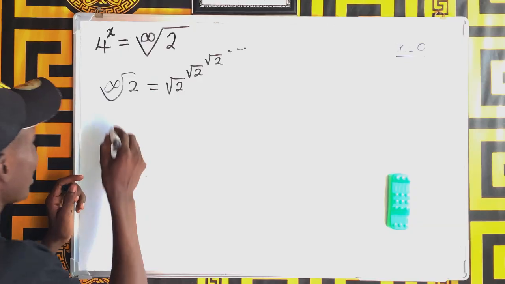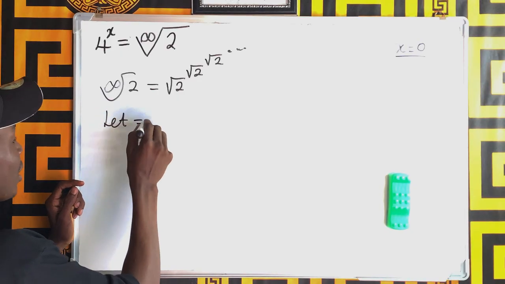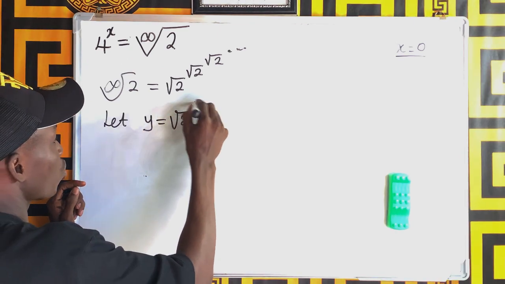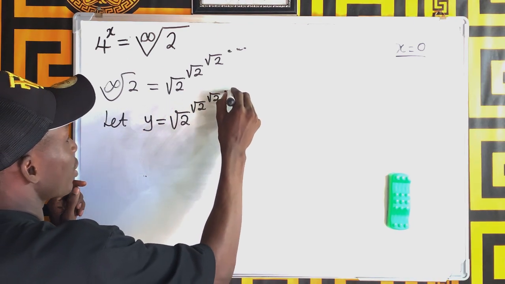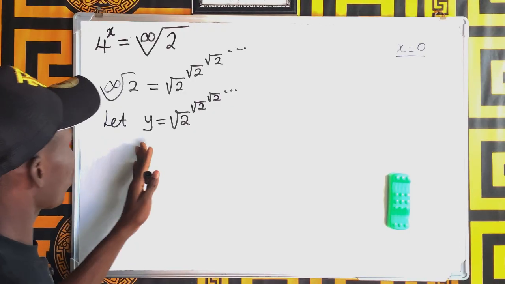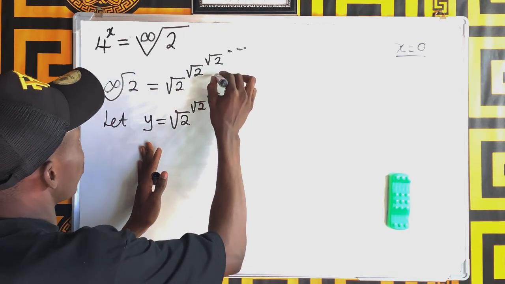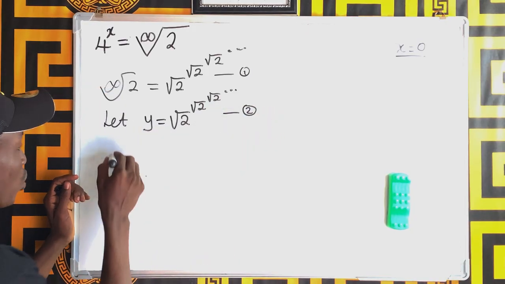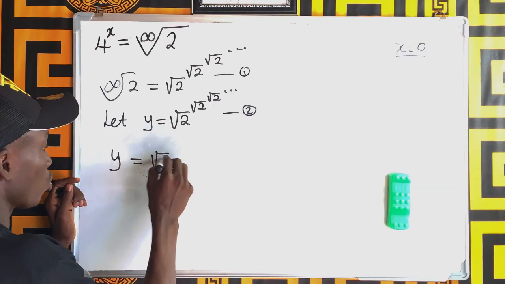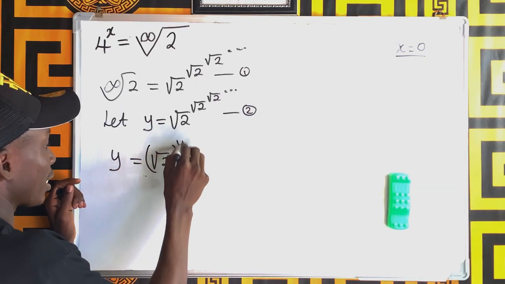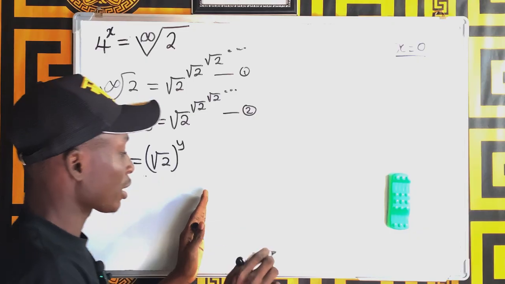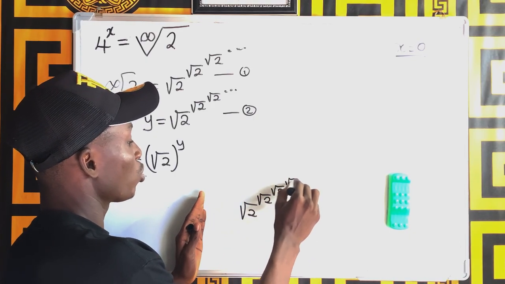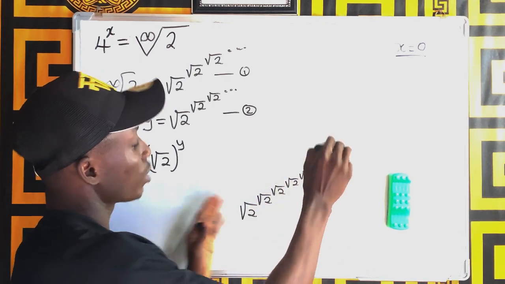So I can say let y equal root 2 raised to the power of root 2 raised to the power of root 2 to infinity. If I call this equation 1 and I call this equation 2, now look at what I'm going to do. That means y is equal to root 2 raised to the power of y. You know what I've just done? I want you to understand that root 2 to the power of root 2 to the power of root 2 to the power of root 2 to the power of root 2 can be continued going.